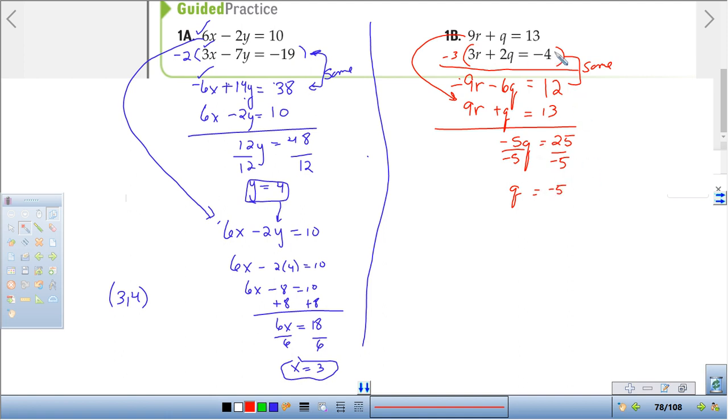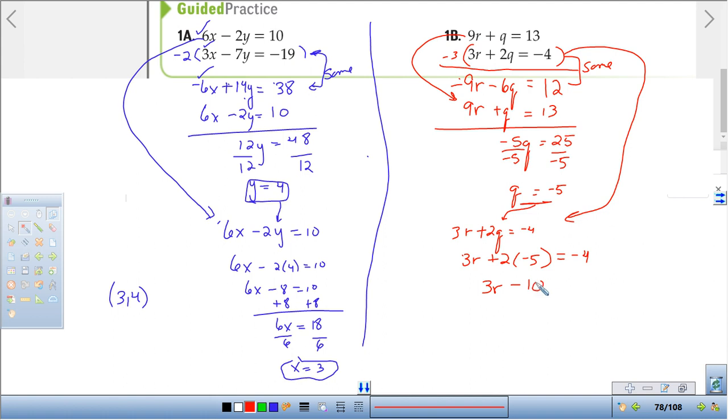Now I'm looking at all this stuff. I'm going to use that second one. You know why? Because the numbers are smaller. I'm going to plug it into the second one, right? So I'm going to have 3r plus 2q is equal to a -4. And I'm going to get this right here and plug it in right there. Okay. So we've got 3r plus 2 times a -5 is equal to -4. And we've got 3r minus 10 is equal to a -4.